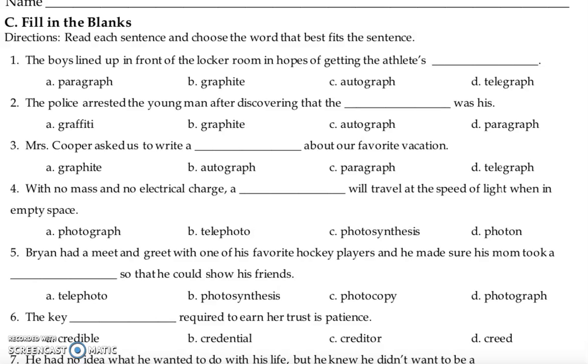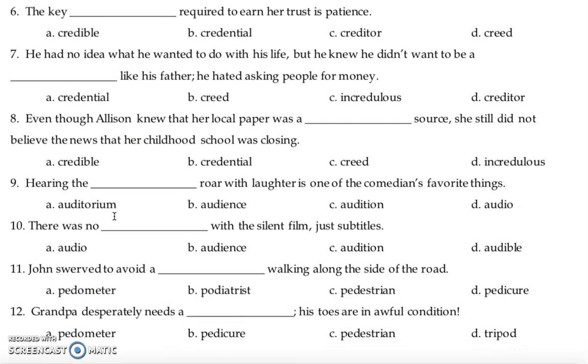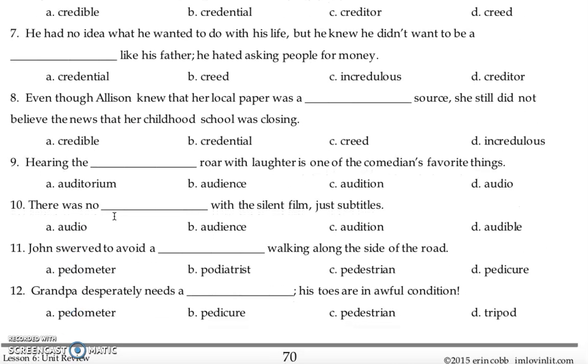C, creditor, D, creed. 7, he had no idea what he wanted to do with his life, but he knew he didn't want to be a blank like his father. He hated asking people for money. Credential, creed, incredulous, creditor.